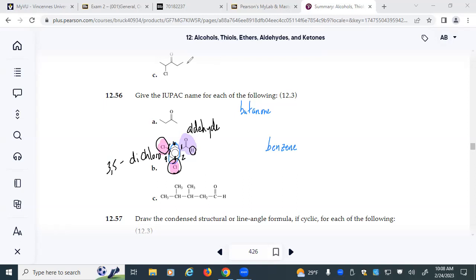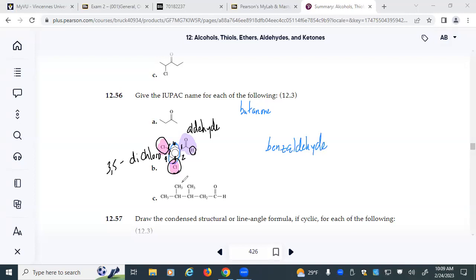So now it just becomes a matter of, I've identified all the functional groups. I just need to figure out how to put all of this together. So I started with benzene. I'm going to end up having to change the name of benzene to benzaldehyde to reflect the aldehyde group on there.